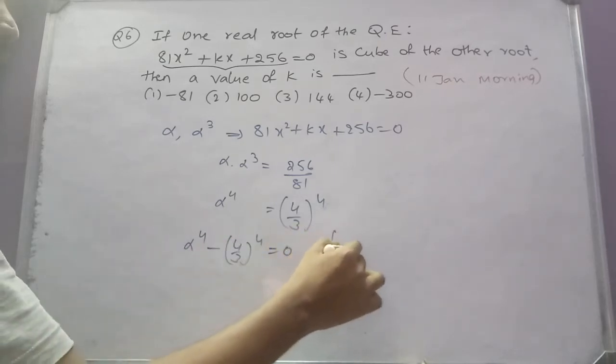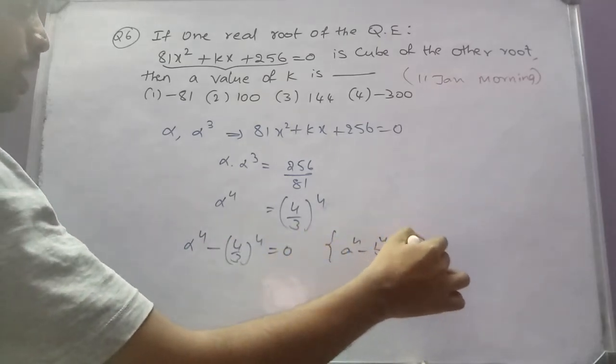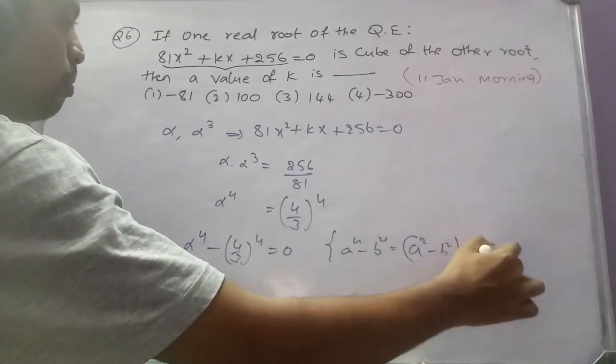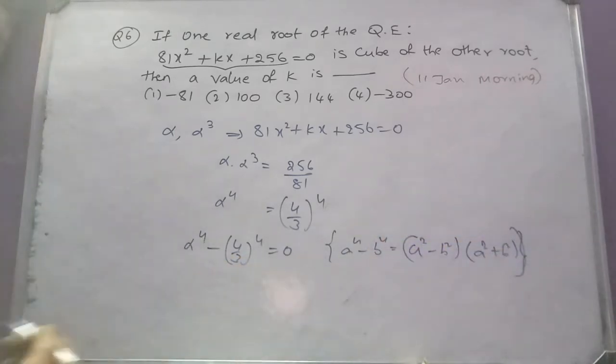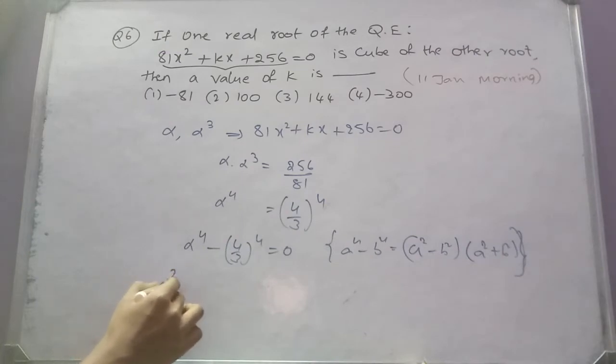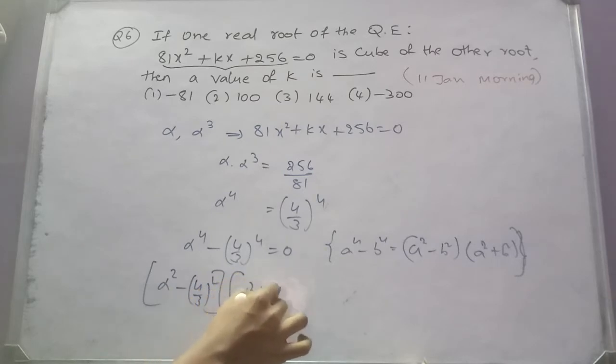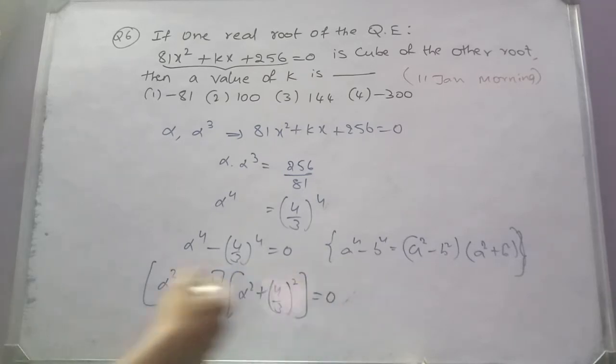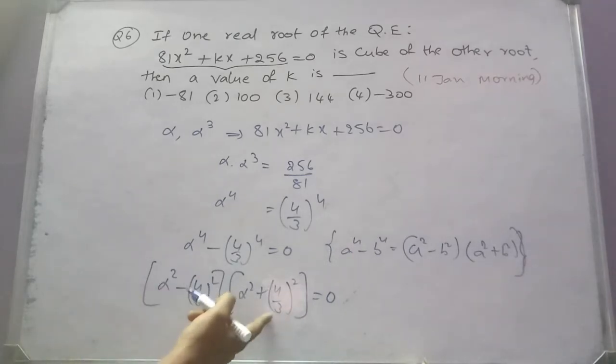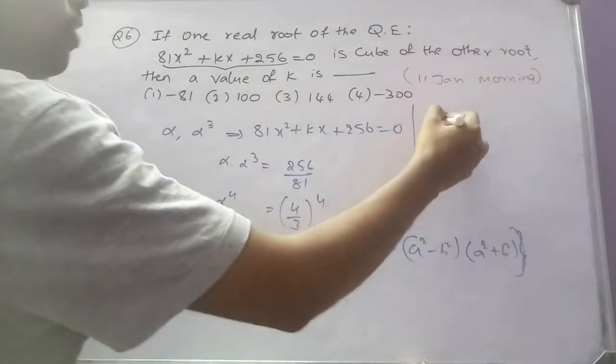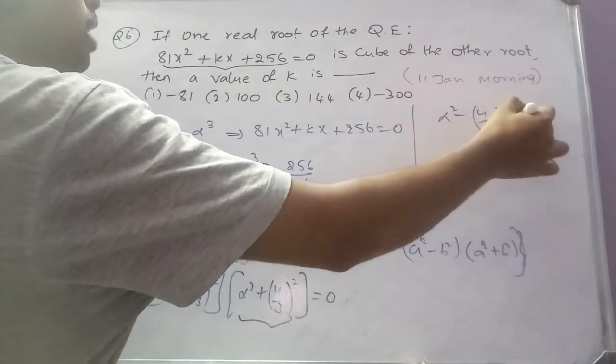And we know that a power 4 minus b power 4 can be written as a square minus b square into a square plus b square. So use this identity. Based on that, I'll write alpha square minus 4 by 3 whole square into alpha square plus 4 by 3 whole square. So the product of two quadratic factors, two quadratic polynomials. Of course, the second factor cannot be equal to 0. Alpha square plus 4 by 3 whole square is always positive. So therefore, this cannot be 0, and so the first factor can be equal to 0. So that means alpha square minus 4 by 3 whole square can be equal to 0.